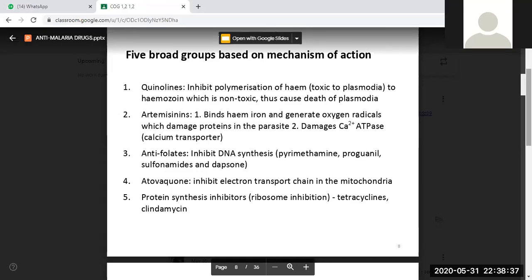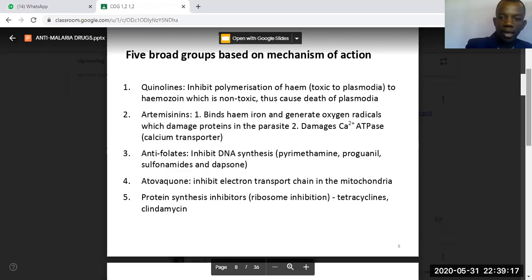Second, we have the artemisinins. These ones bind heme iron and generate oxygen radicals which damage proteins in the parasite. That is one way in which they have the effect. So remember, we are still saying that the heme is very toxic to the parasite. So when the artemisinins bind to the heme iron, they're going to be generating oxygen radicals, which are also toxic to the parasite, and they're going to be damaging the proteins, specifically the proteins of the parasite.